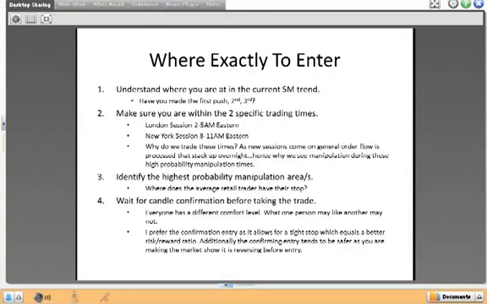We're going to cover this section in the text format. Obviously, we'll go to the charts. The charts answer the questions better than I could ever type out in a PowerPoint. So first and foremost, the question: where exactly to enter?